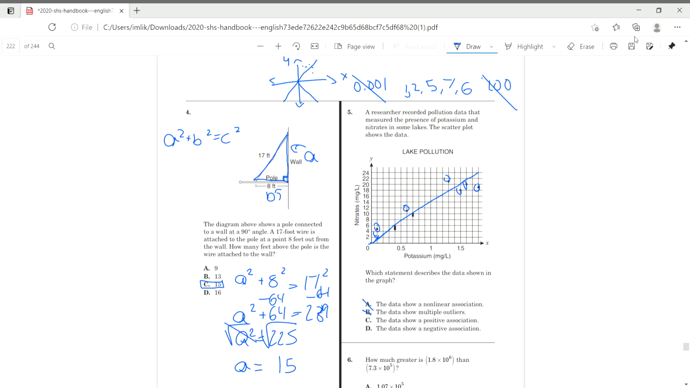Next, the data shows a positive association. Well, yeah, it does show a positive association. The more potassium you get, the more nitrates you get. So that could definitely be an option.